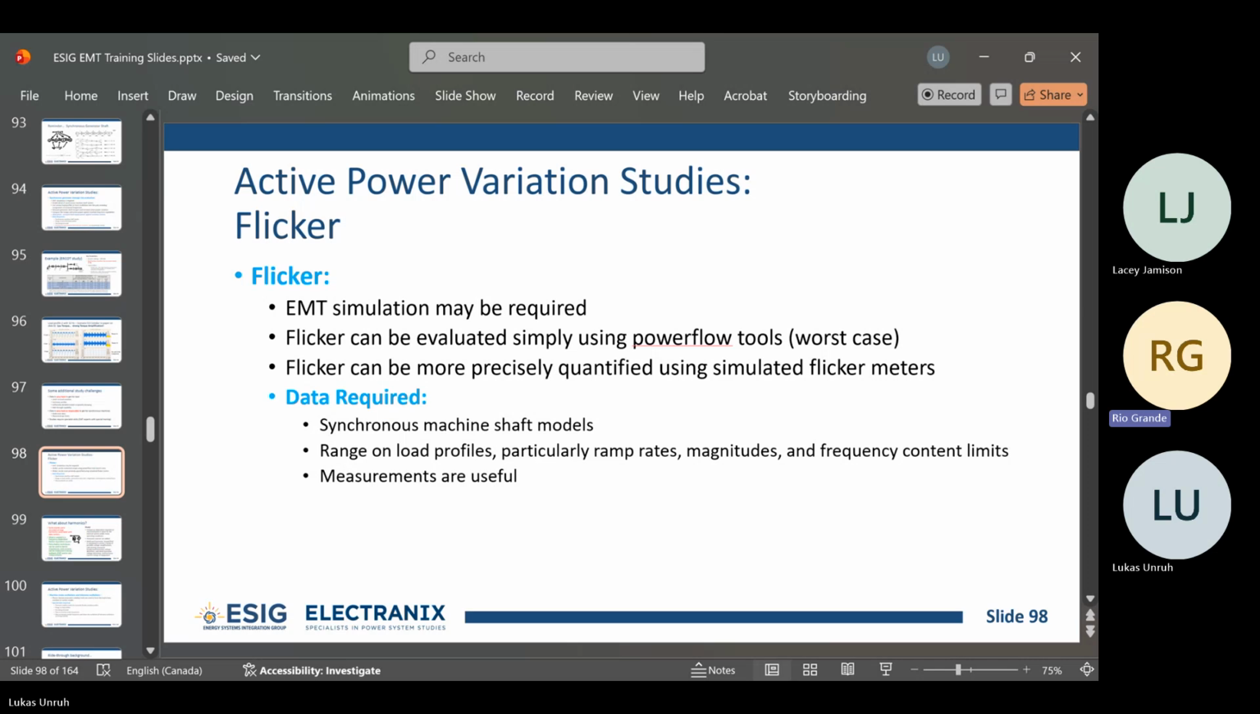I would say, from what we're seeing so far, the impact on generator torsionals is going to be more restrictive than the flicker issue. But that'll change system to system as well.